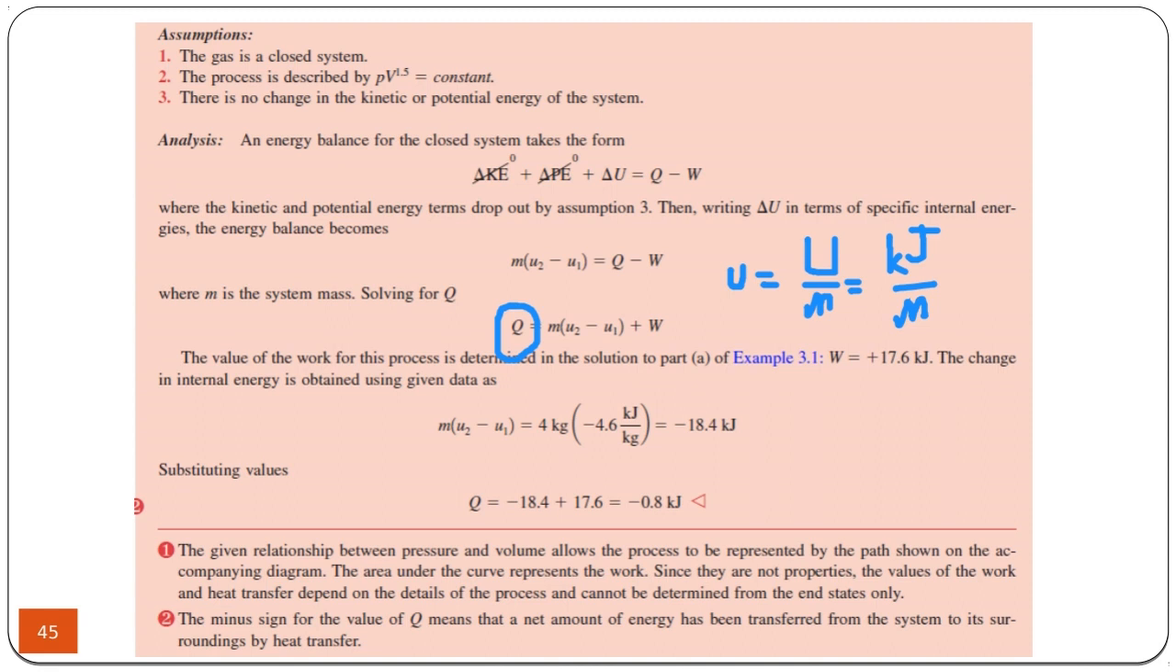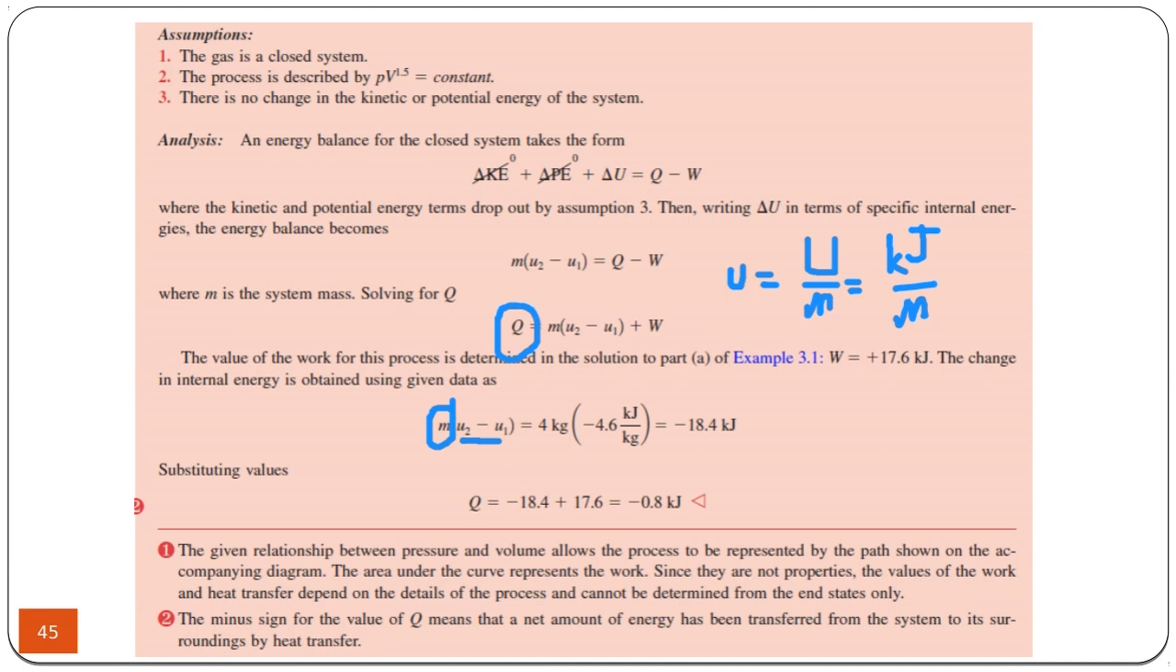This is given to you in the statement of the problem. It says the change in the internal energy is minus 4.6 kilojoules per kilogram. And of course, you need to know the mass of the gas to find this. So you see that the Q interaction, the heat interaction during this process, is minus 0.8 kilojoules.